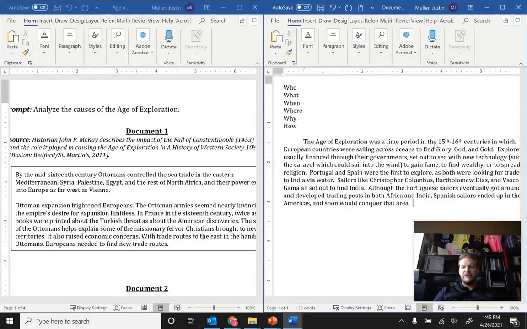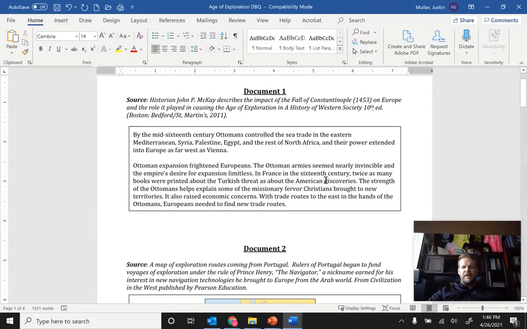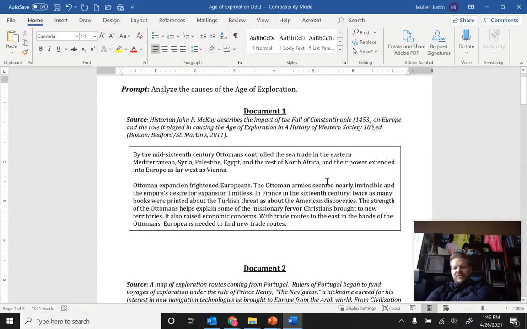Before I do, I'm going to restate the prompt in question form. So, what were the causes of the age of exploration? And then my thesis is going to fit right here. I don't know what it is yet. Let's go back to the documents. All right. So we're probably not going to do all the documents, but we'll do enough to get maybe a couple thesis categories, even though we need three.